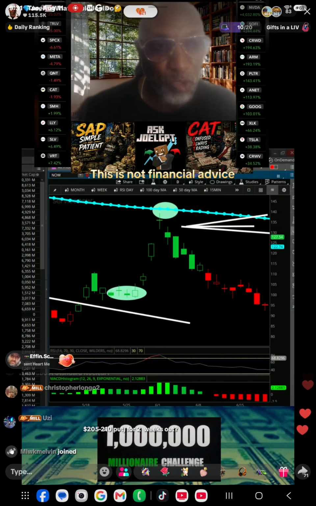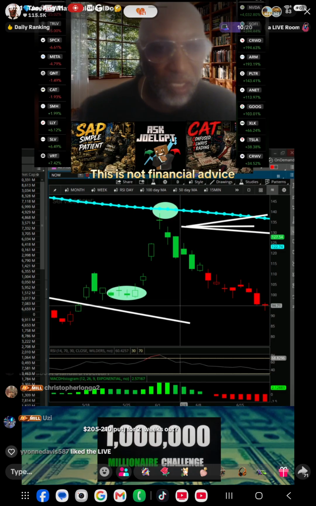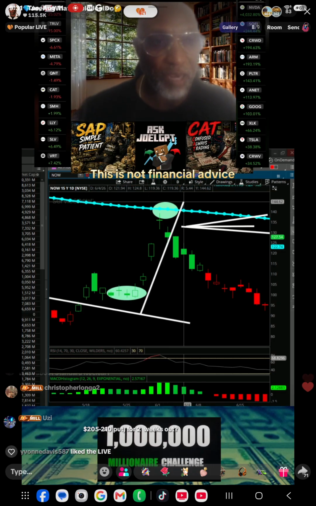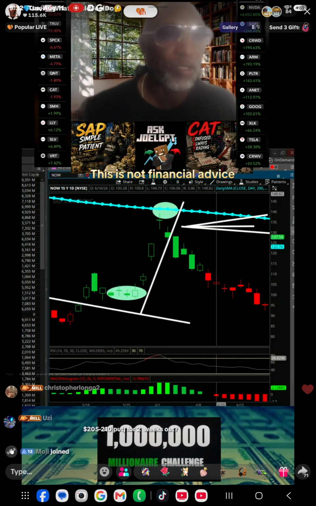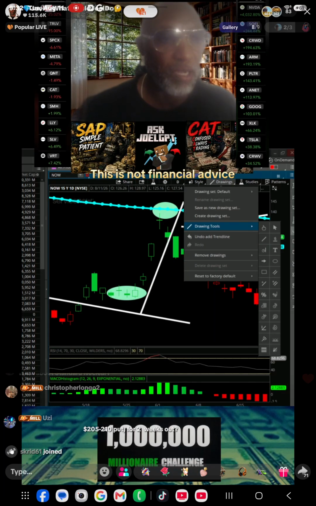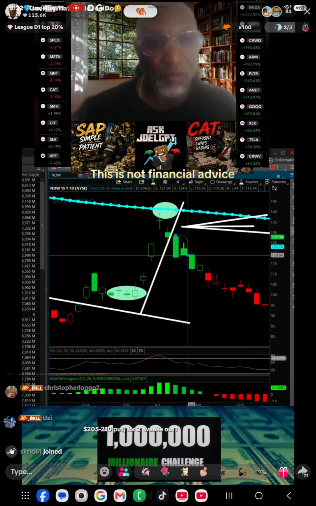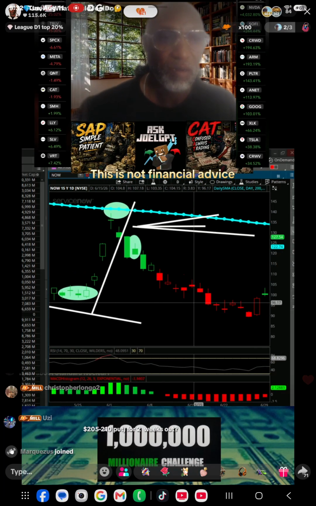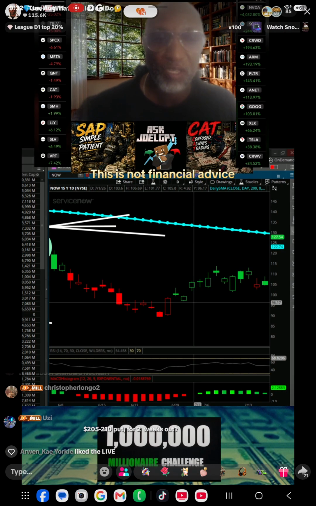Or if it breaks that trend line. So when it broke this trend line right here, then you could have been out right around here. Could have been out somewhere around there. And you would have saved yourself some money.